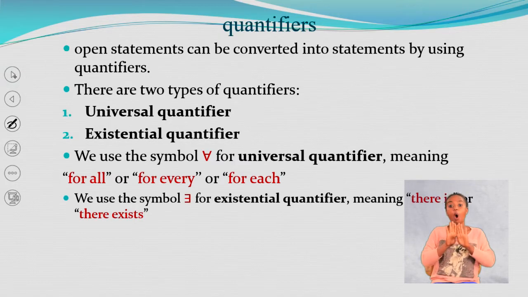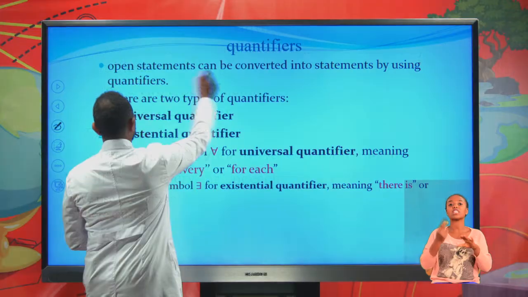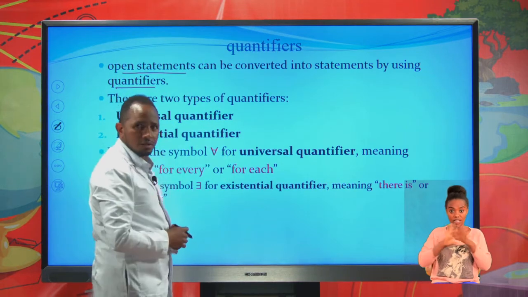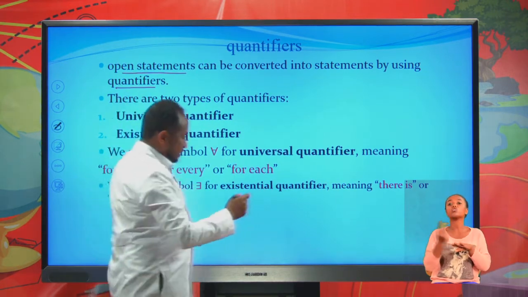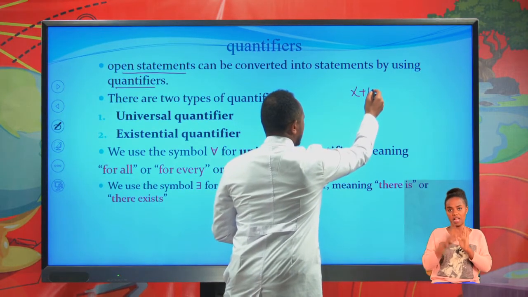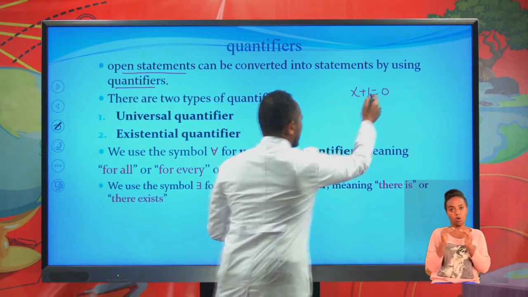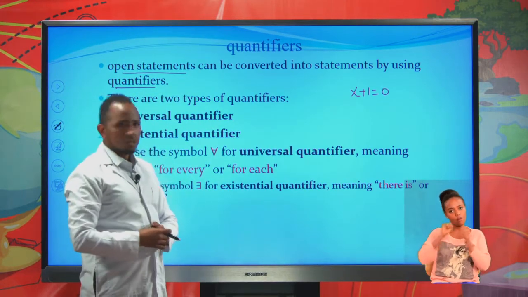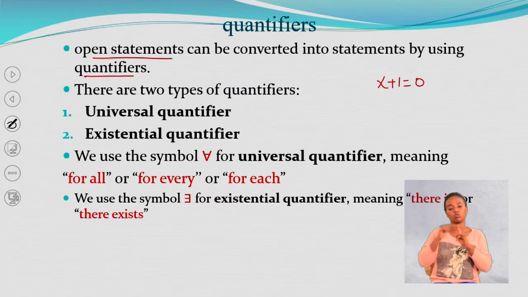Open statements can be converted to statements by using quantifiers. We can change open statements by using quantifiers. For example, if you have this statement x plus 1 is equal to 0, this is an open statement. I can convert this open statement to a statement using a quantifier. For any real number, x plus 1 is equal to 0. This will be a statement.